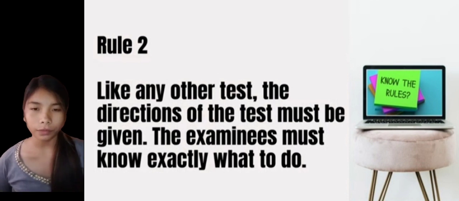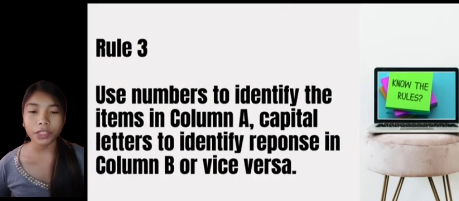Rule number 2. Like any other test, the directions of the test must be given. The examinees must know exactly what to do. So class, you have to make sure that your directions or instructions are clear. Rule number 3. Use numbers to identify the items in column A. Use capital letters to identify your response in column B, or vice versa.